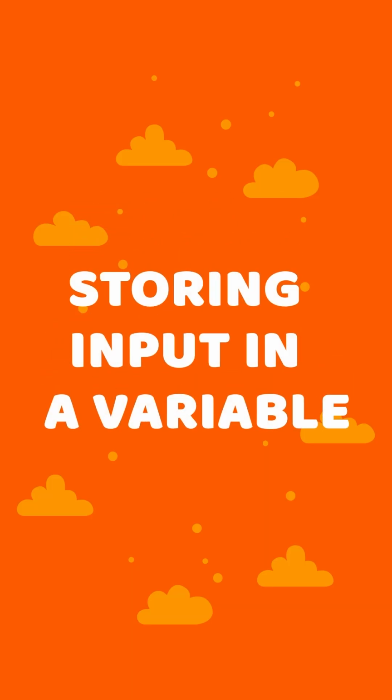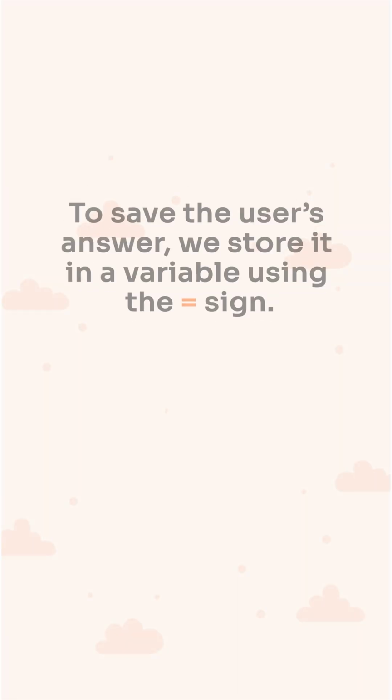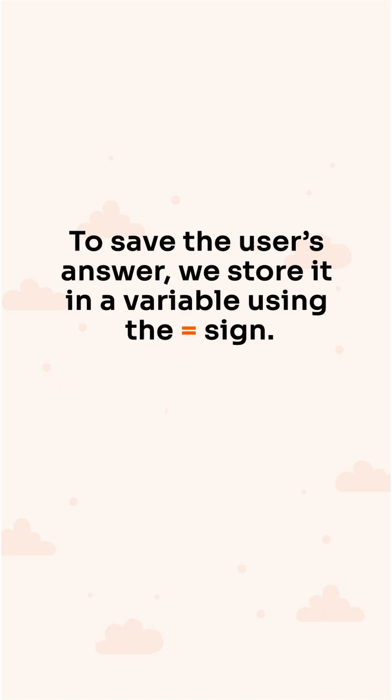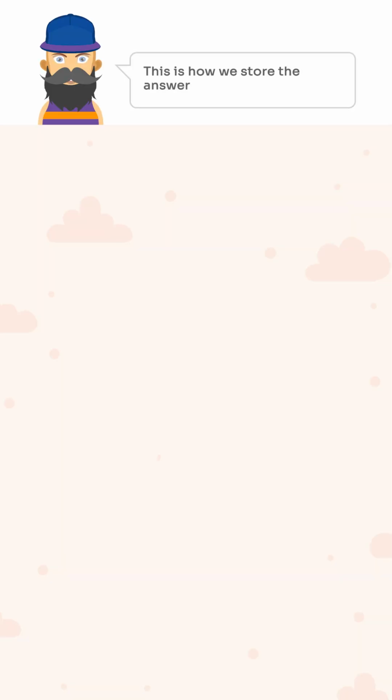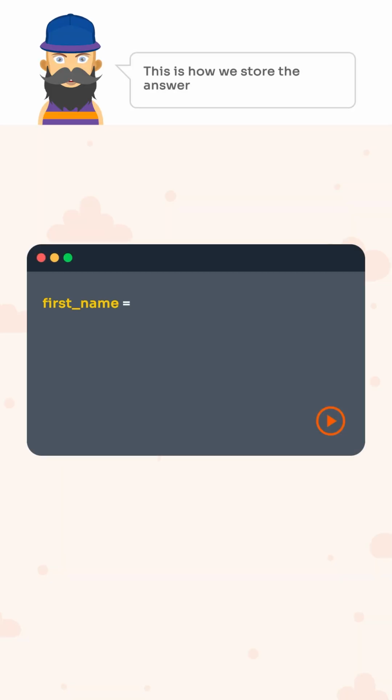Storing input in a variable. To save the user's answer, we store it in a variable using the equals sign. This is how we store the answer: first_name = input("Enter your first name").